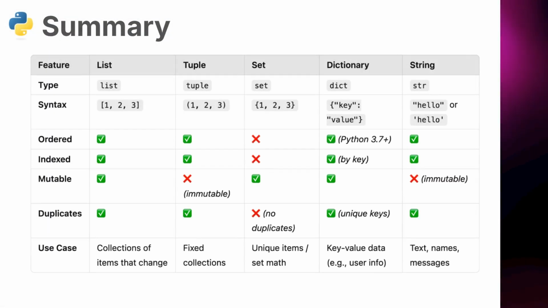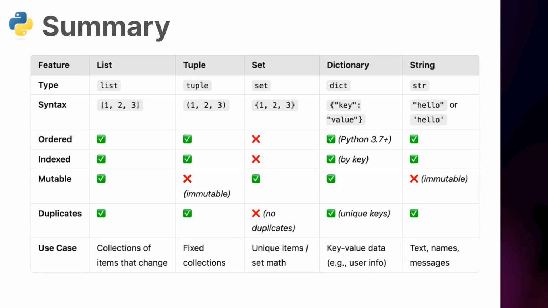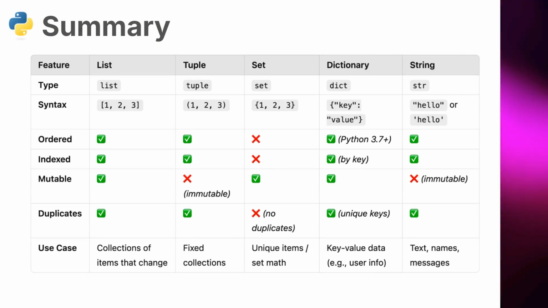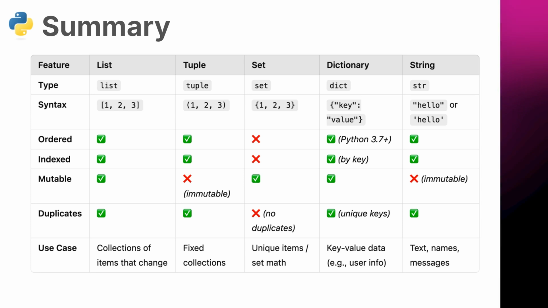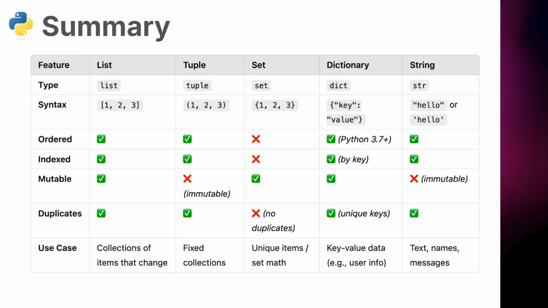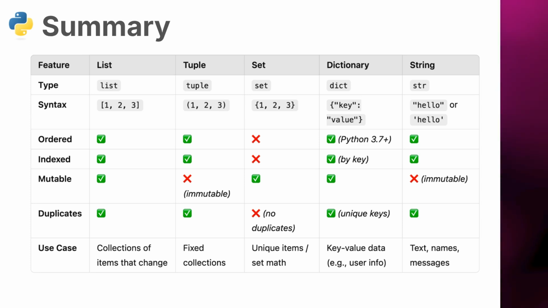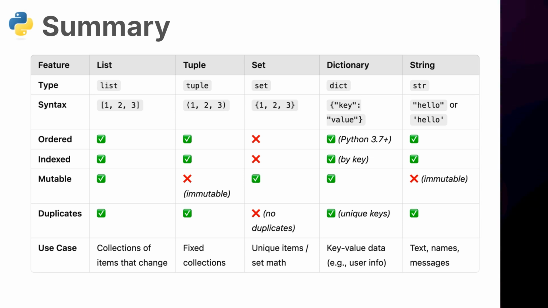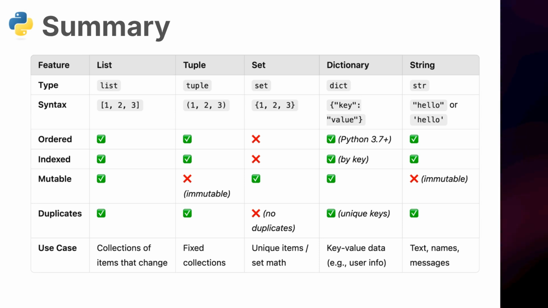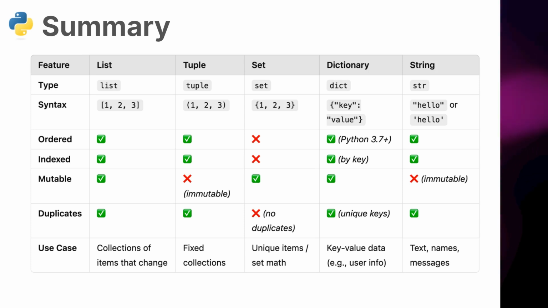This is the summary of the data structure. We walked through all these things. Each type has its own structure. List uses square brackets. Tuple uses parentheses. Set uses curly braces. Dictionary uses key-value pairs in curly braces. String is text enclosed in quotes. As for ordered, list, tuple, dictionary, and string maintain the order of items. Set does not maintain order.